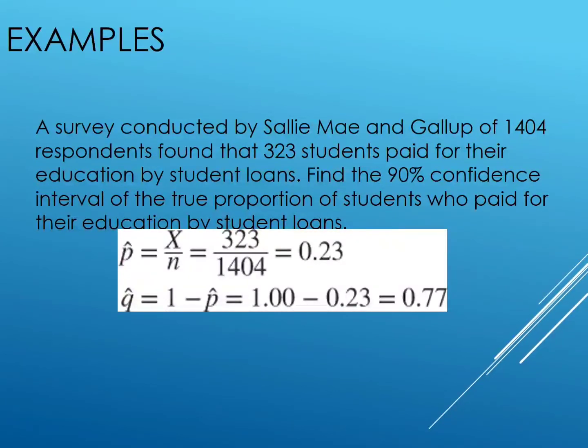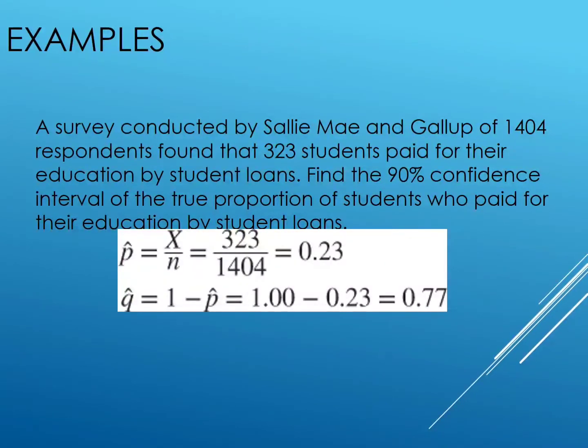If the question were to ask, find the interval of the true proportion of students who did not pay, even though the question gave me information about who paid, then now who I care about is who did not pay. How do I know how many people did not pay? I would have to subtract 323 from 1404, which would be 1081, and then that would change my x, because my x depends on the question. So depending on who I'm looking for and who I care for, that's my success.